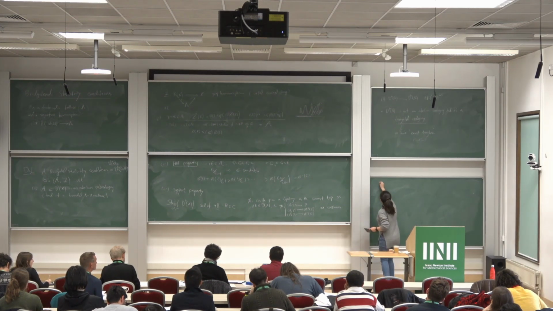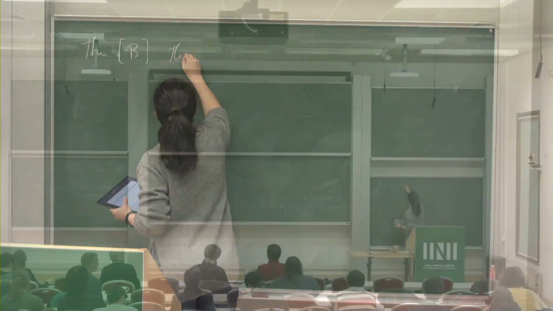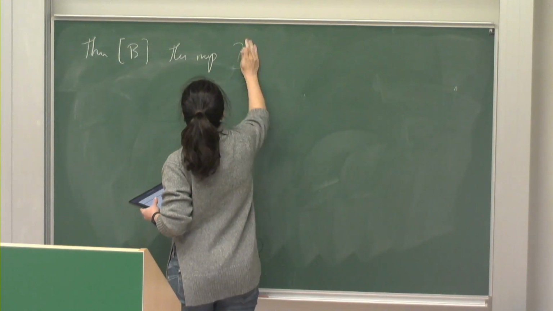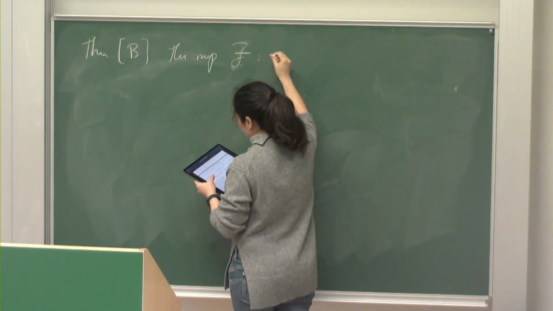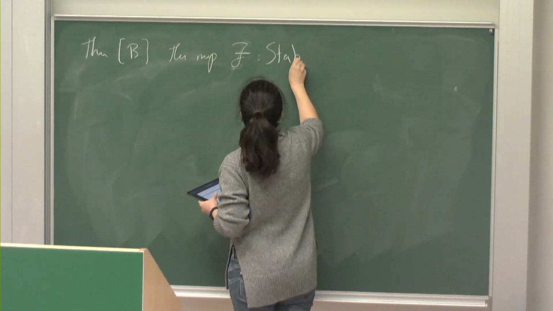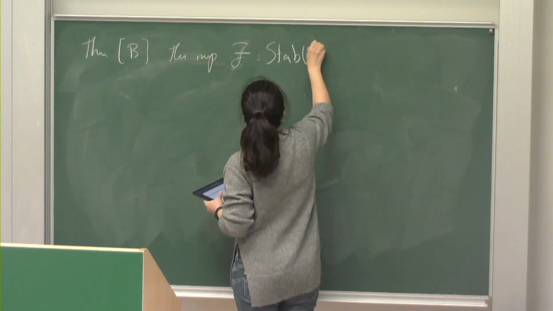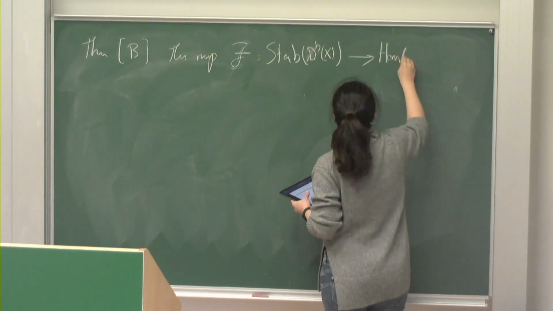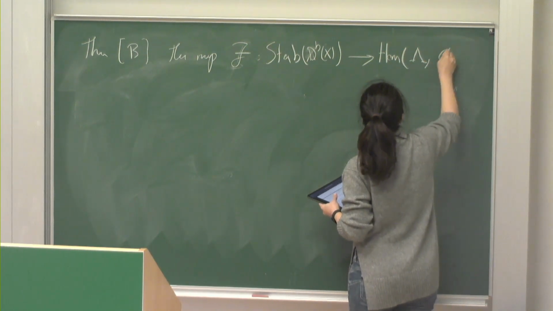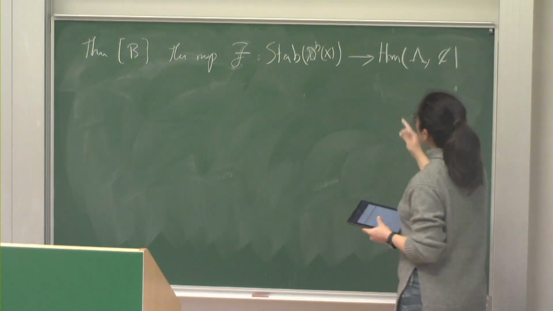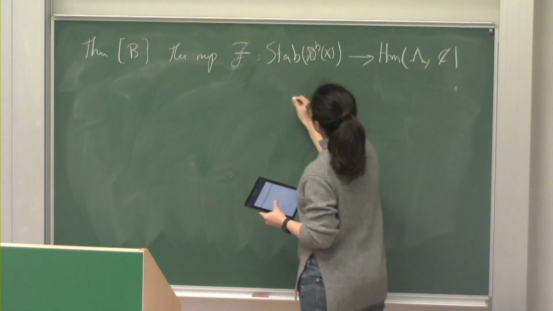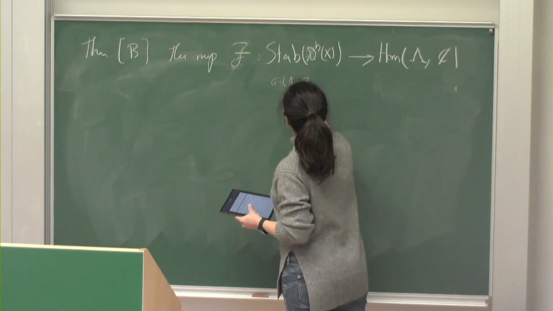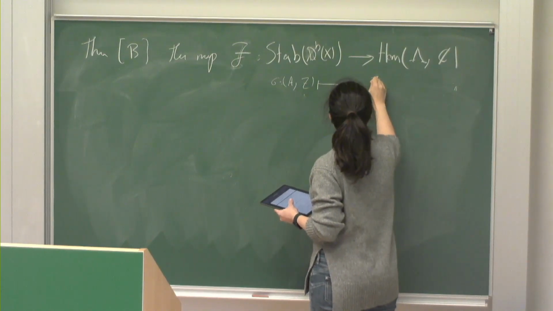So this is a theorem due to Bridgeland himself. It just says that the map Z, which goes from Stab(D^b(X)) to the group homomorphisms from this lattice Lambda that I fixed to the complex numbers. Okay, so I can only concentrate on the central charge. So it just sends a pair (A, Z) to the central charge Z.